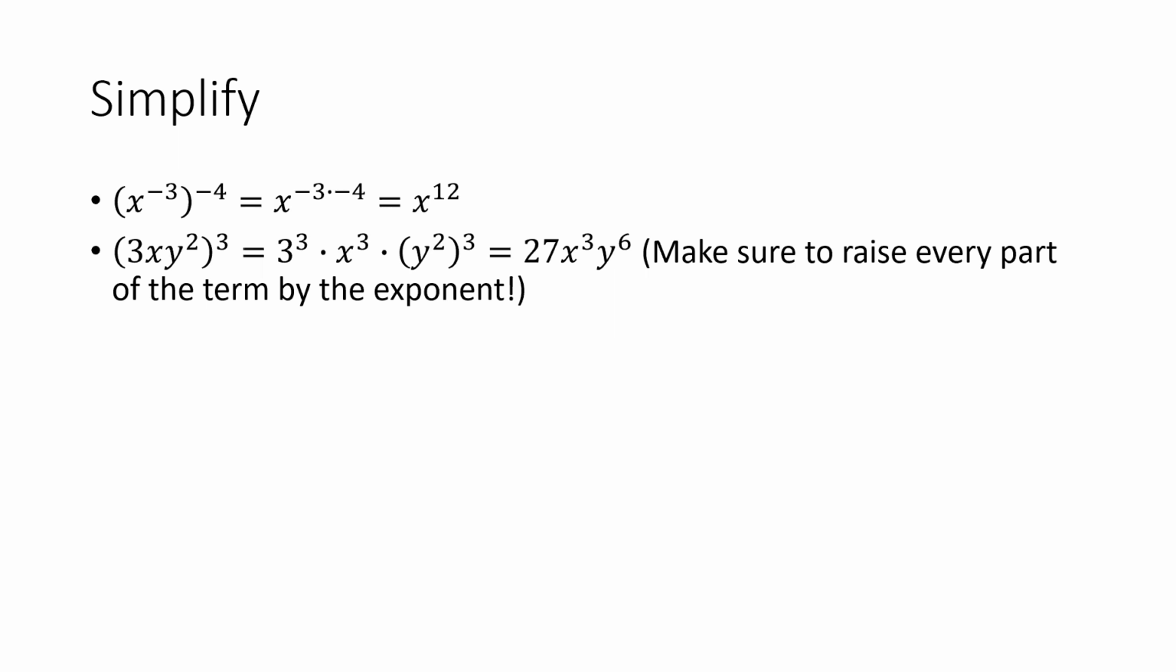And then you multiply and actually raise the number to the power. So 3 times 3 is 9. 9 times 3 again is 27. And then x cubed y to the 6th. Does that make sense?